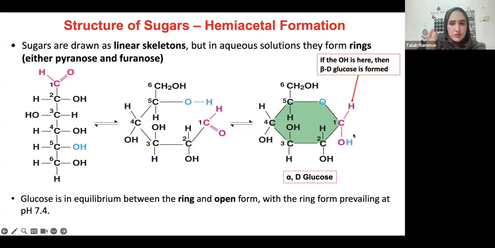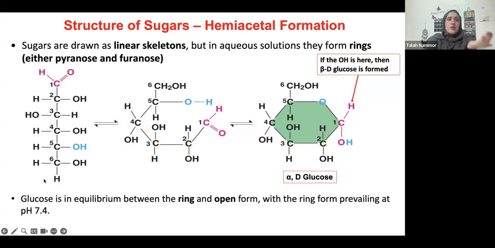But you guys don't need to know this. You just need to know that monosaccharides or polysaccharides, once they are in water, are not going to be a linear skeleton; they'll form rings. And glucose specifically is an equilibrium between the ring and the open form at the pH of 7.4.